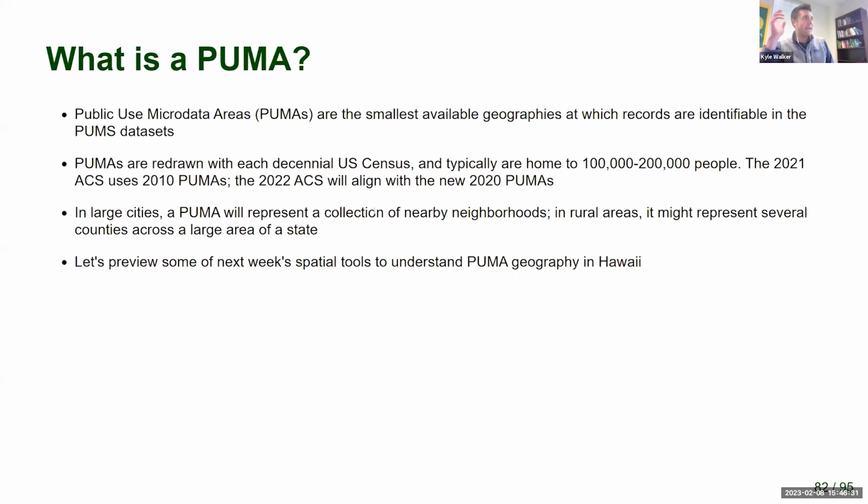Now, we're not covering mapping until next week, but I want to show you how PUMS works and how we get that information. And so I've already said some of the stuff on this slide, something that's important. The 2021 ACS uses the 2010 PUMAs. The 2022 ACS will use the brand new 2020 PUMAs that just came out a few months ago. So every decennial census, after the decennial census is done, there's a whole process that's done in concert with local officials to define PUMAs in ways that are intuitive and reflect local geographies.